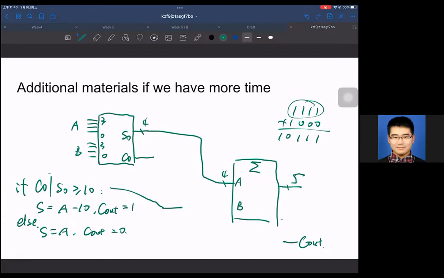And so -10, what is -10? Let's make it 5 bits. Firstly, 10's complement is this. We invert it and add 1. Yeah, this is the 2's complement of -10.